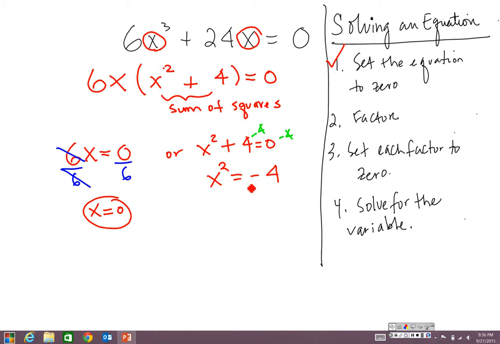So for this situation here, x squared equals -4, there's no x value that will make this statement true, or no real number that will make this statement true. Therefore, we can throw this answer out for math in this course. Of course, when you go on to Math 112, there are 2 complex solutions in this situation right here, but you're not going to learn that in this course. So the only solution to this equation is x equals 0.